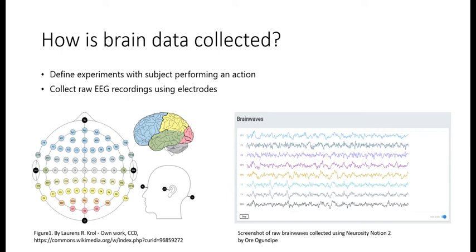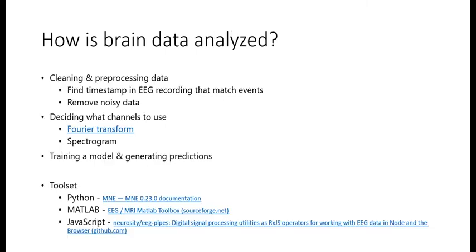And so when you record an experiment and you do that, then you have this sort of time series data of EEG going on from these different channels. And then you go on to the next part of, okay, how do you actually analyze this? How do you make sense of this? And how do you turn this from just raw recordings into getting insights from it? As with anything that involves data, there's always the cleaning and pre-processing that happens. The first thing in this case is trying to find timestamps that correspond with events that we care about, and removing any noisy data that is involved.